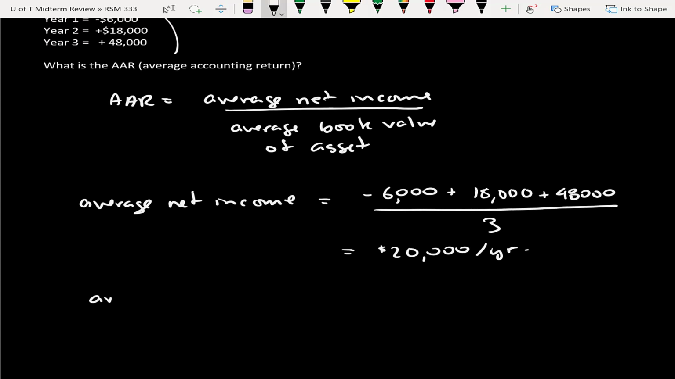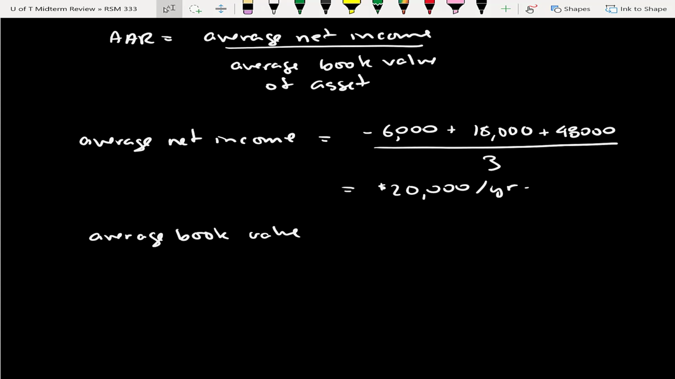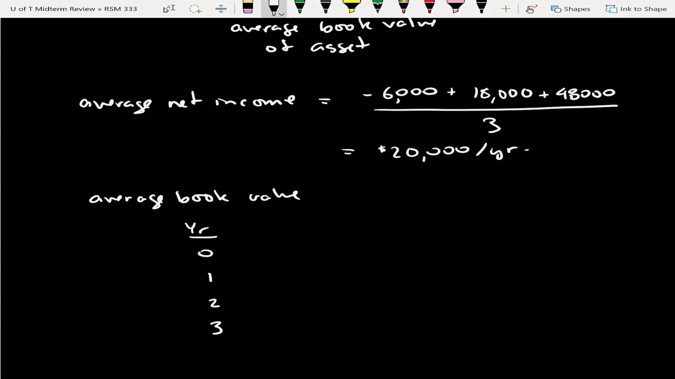Now, what about the average book value? The average book value is going to be based on the after depreciation amount. So let's do it this way. We will write the four periods or 4 measurement times. Okay, so when we buy the asset, it is worth $90,000. And at the end of the year, we depreciate it, so it's worth $60,000.